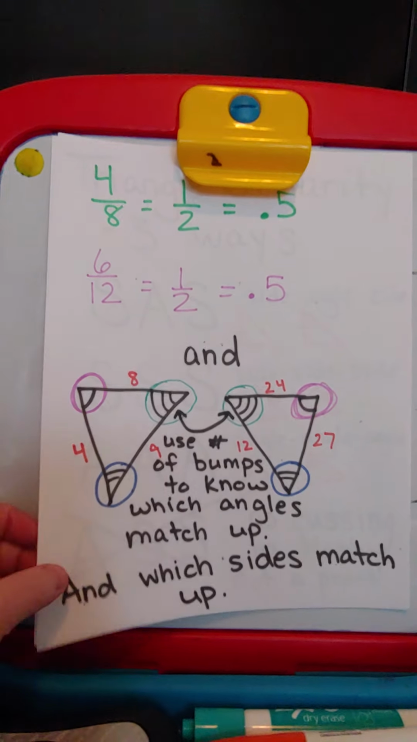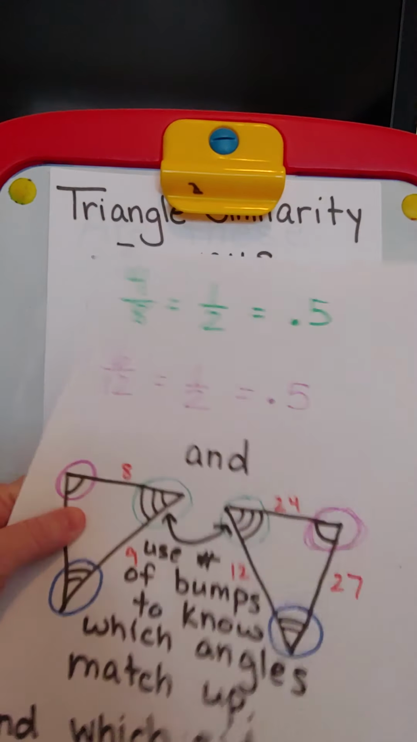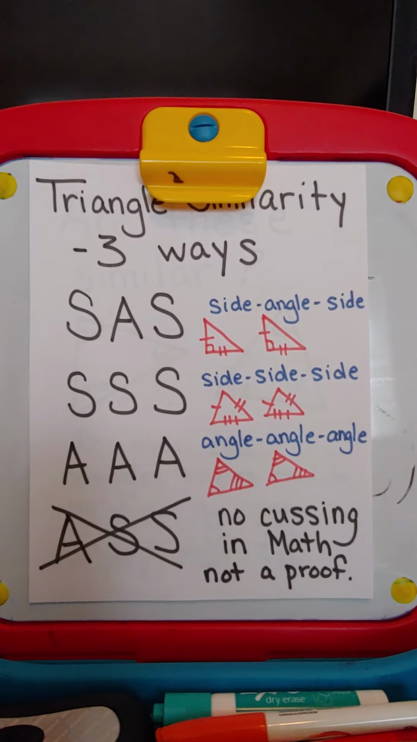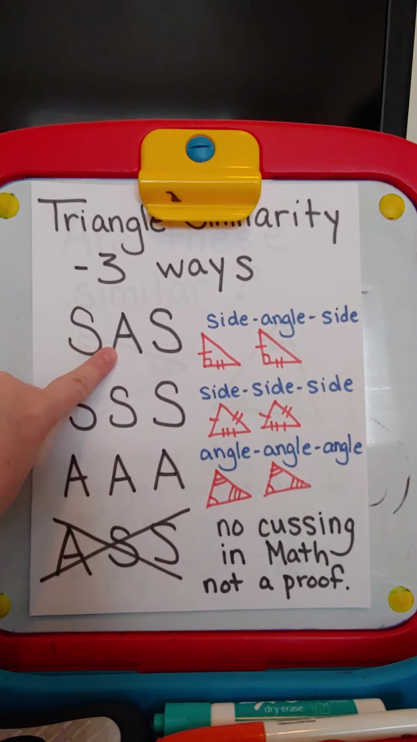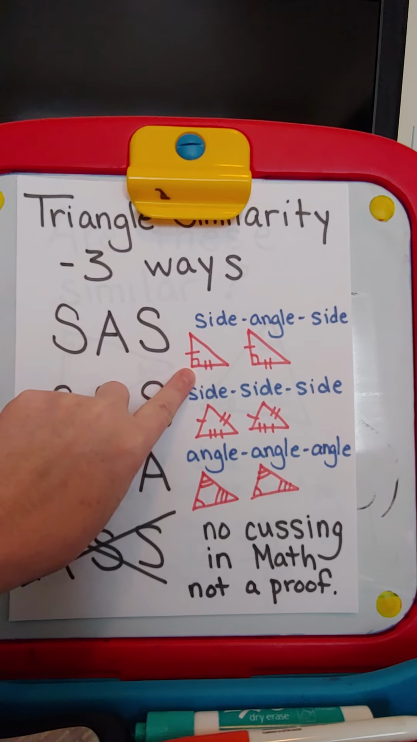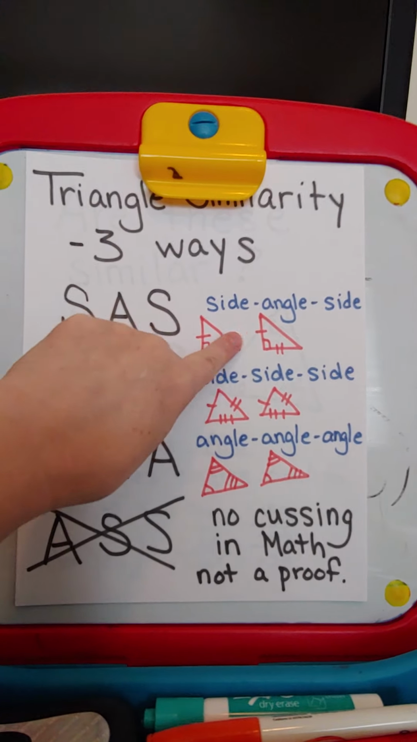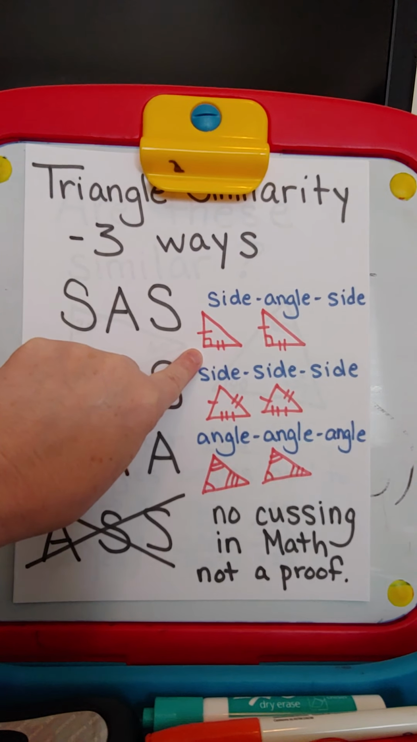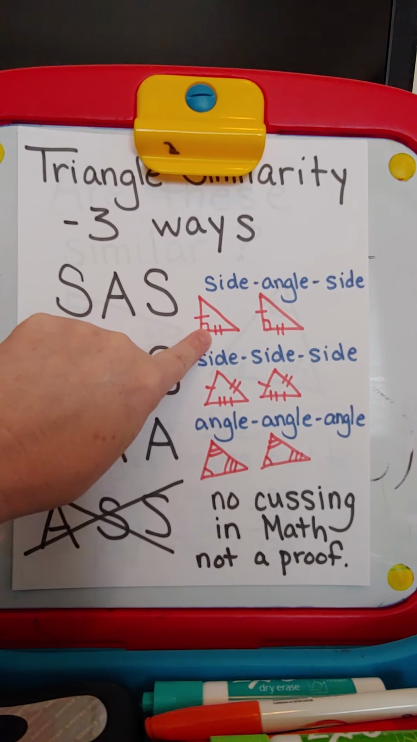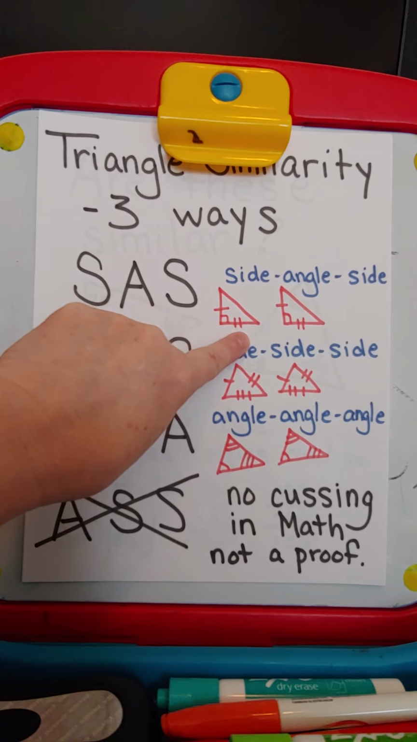Okay, so when you take the quiz, they're going to ask you for 3 different ways that you can tell a triangle is similar. So 3 different ways are side, angle, side. If you know 2 sides and the angle in the middle, and the sides are proportional and the angle is equal, then we know that the triangle is similar. And notice how the angle is in between the 2 sides. Just how it's worded, side, angle, side.